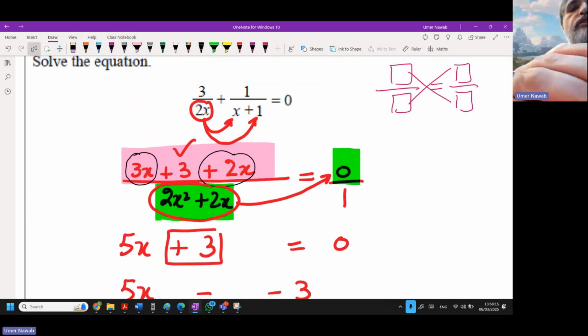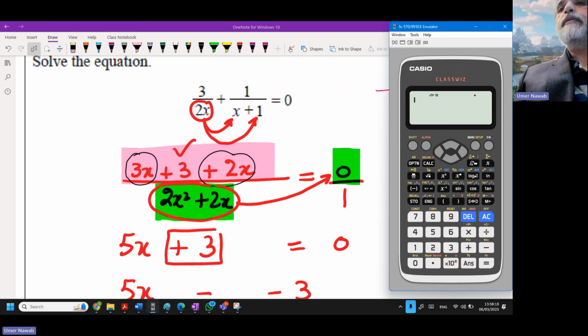But if any student wants to check the answer, let me show you how to check it. 3 over 2x, then bring the cursor in the middle, plus fraction. I'm going to write 1 over x plus 1. And then I write the equal sign, 0, shift solve, and it gives me the answer because you know, guys, the problem is it is a very, very small number. So let me change my guess because there is an error.